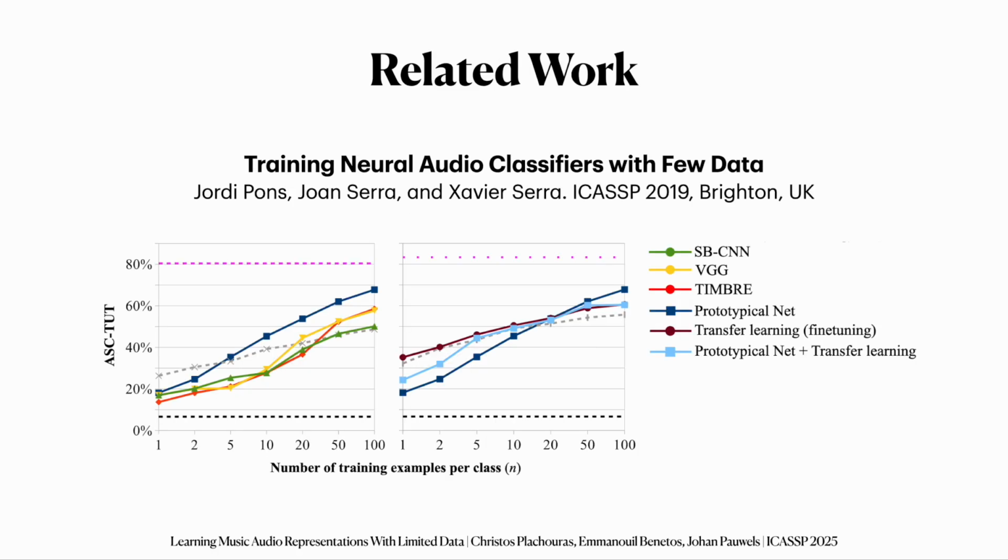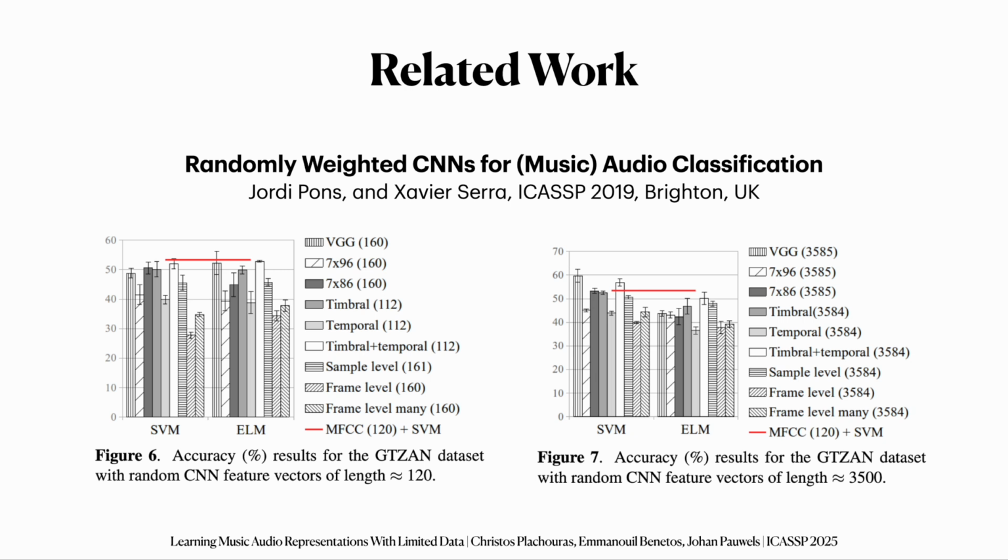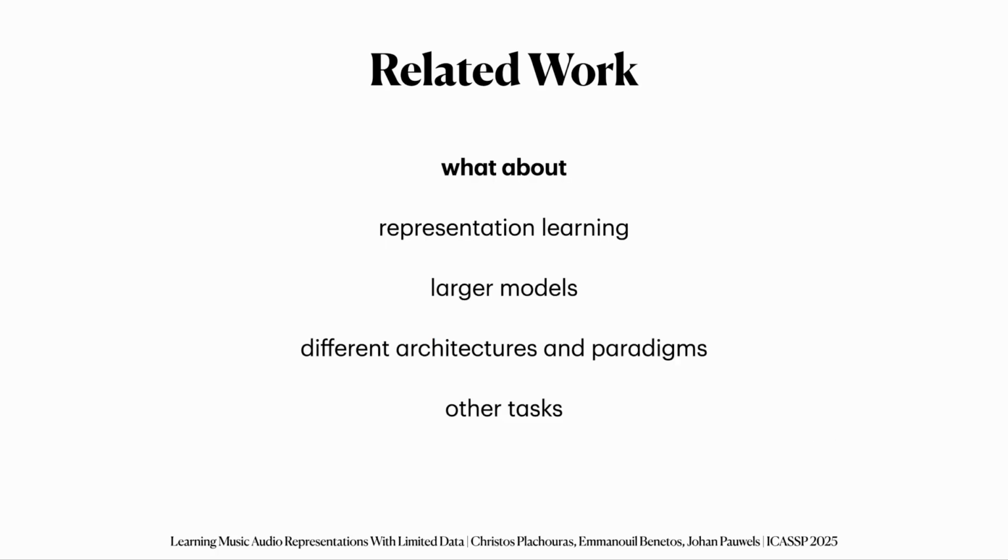There's actually been some work training general audio classifiers, so not representation learning, with limited data, with different kinds of classifiers showing consistent improvements with more data. There's also been some work showing that even randomly initialized CNNs, especially those with carefully designed filters, can actually perform decently in audio classification, showing the impact of the architecture itself. But that still doesn't cover the interesting case of representation learning, where you have a whole other model that can potentially recover performance from a bad representation. And there hasn't been a systematic evaluation of different architectures, paradigms, and different tasks.